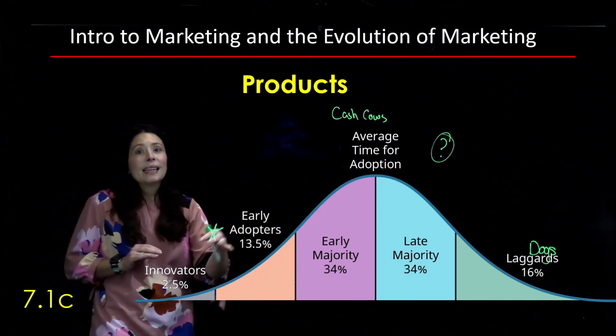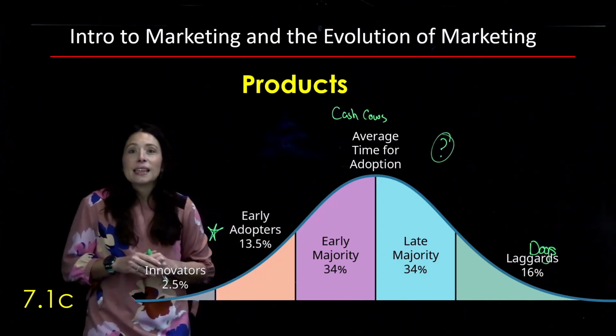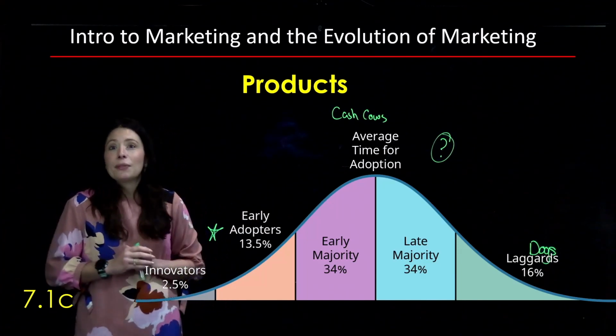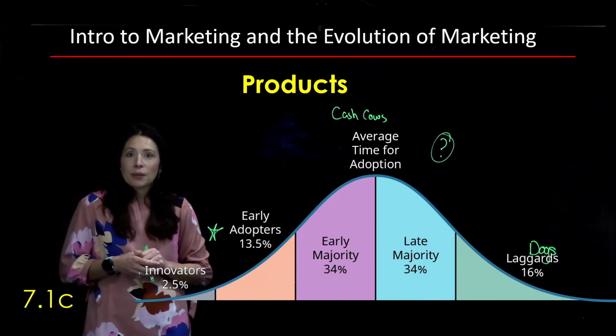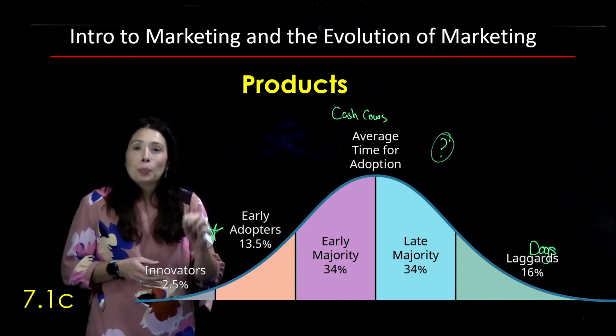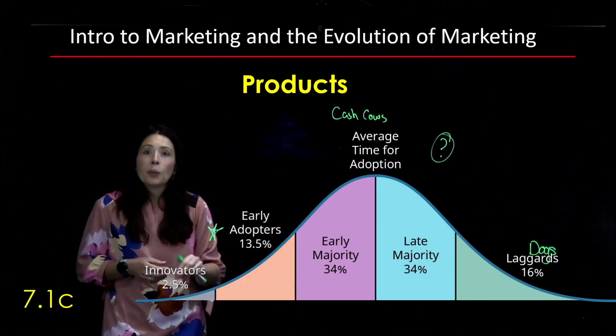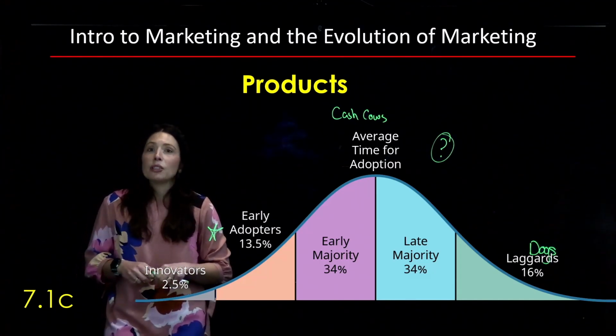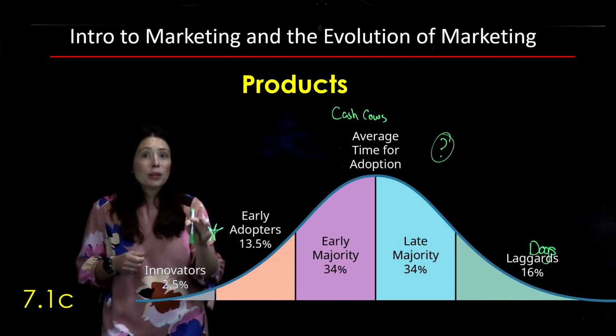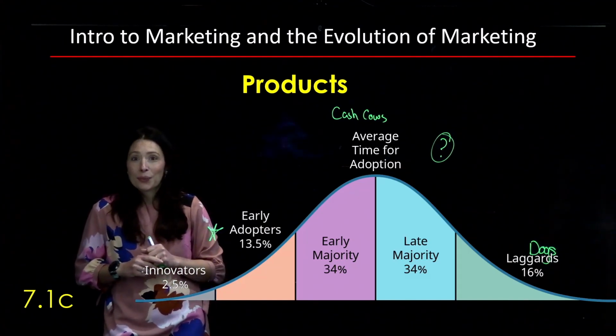As we move into a slightly larger category, your early adopter category, I would definitely coin these your influencers. They are the adopters that want to buy your product, they are aware of your product, but they also want to influence the purchases of others. So they're purchasing and talking about you.